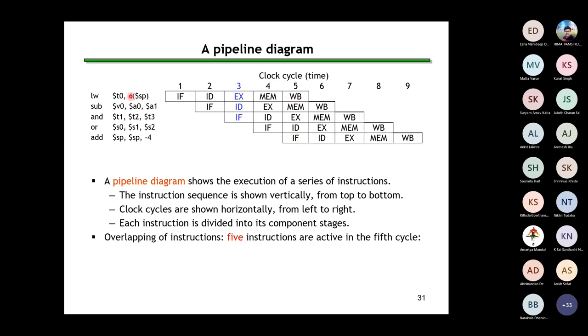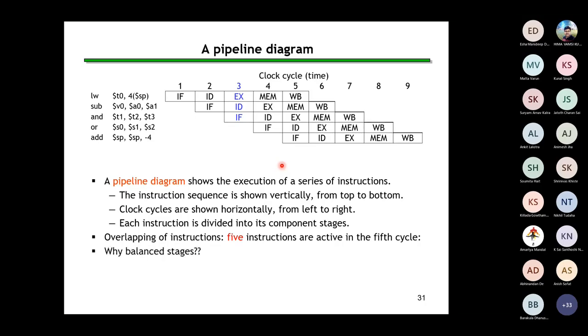WB is being executed for the first instruction, and so on. So multiple instructions are being processed at clock cycle 5. All 5 instructions are active in the 5th cycle.